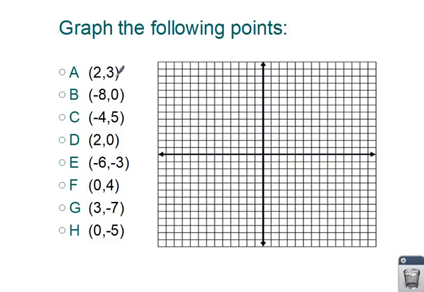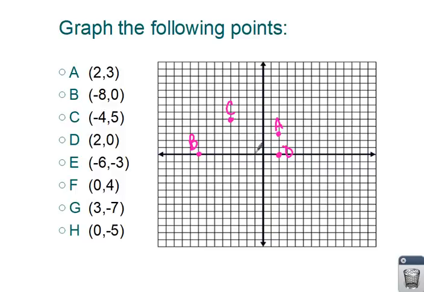So point A is (2, 3). So we go over 2, up 3. This is point A. Okay, hopefully you remember this. Point B is (-8, 0). We go 1, 2, 3, 4, 5, 6, 7, 8, and then nothing up or down. Point C, (-4, 5). Point D is (2, 0).